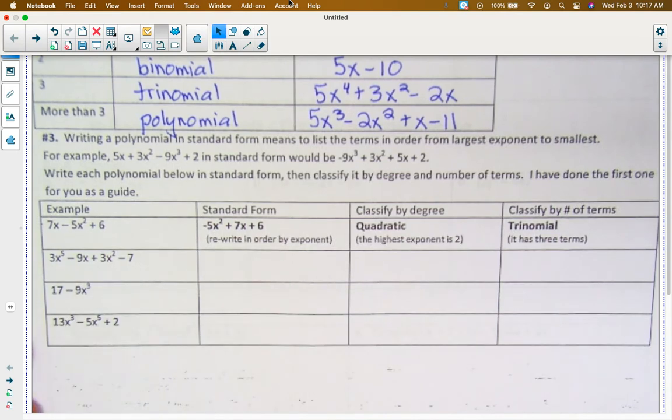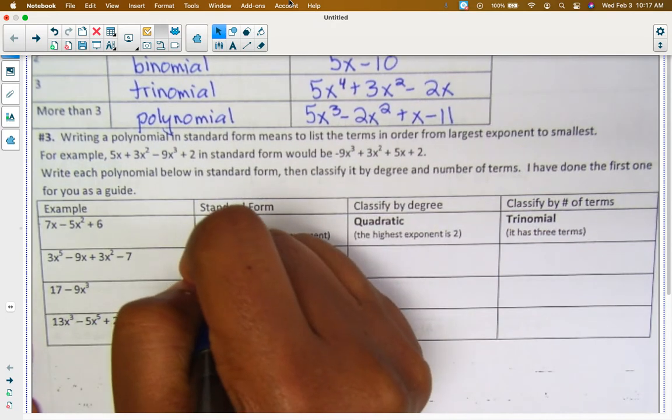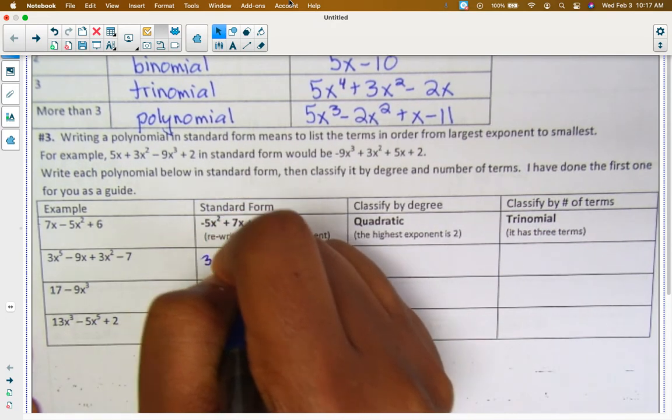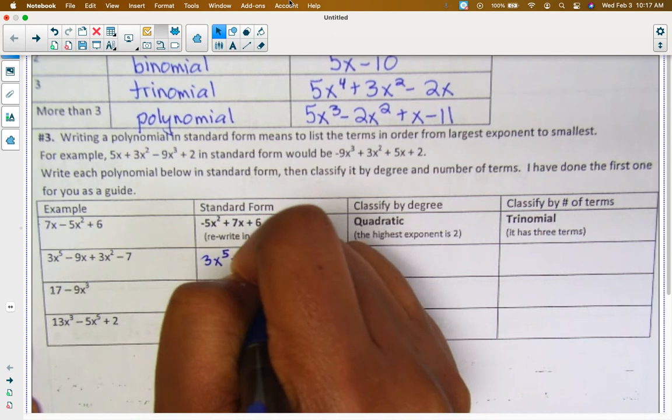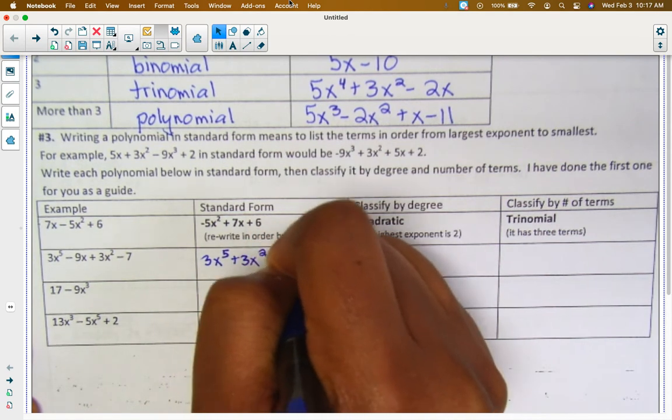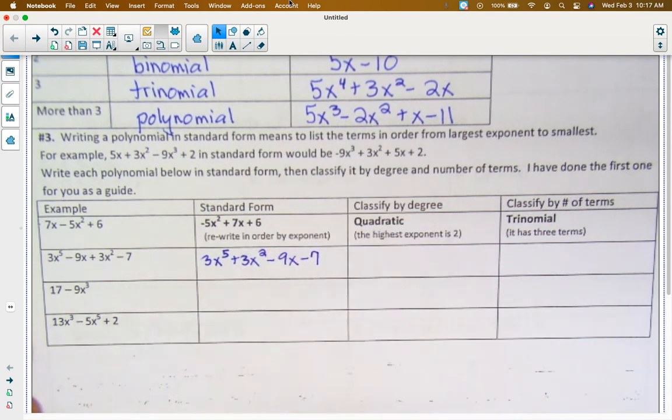So I want to put it in order. This one is not in order. It needs to go x to the 5th, then x squared, then x, and then your constant should be last. So if I rewrite that, that would be 3x to the 5th plus 3x squared minus 9x minus 7. Now it is in standard form.